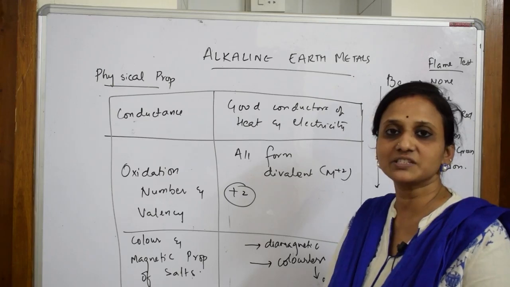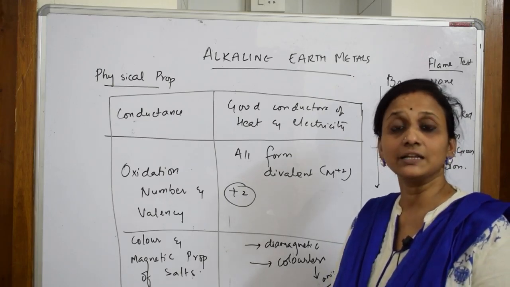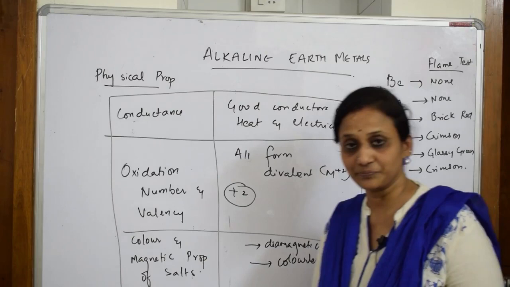So with this note, physical properties are done. Now let us come back and do the chemical properties of alkaline earth metals.